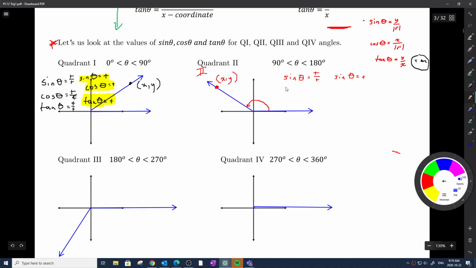Let's continue on. Cosine of theta. Now, perhaps I should put a little subscript 2 here. Anyways, cosine of any angle in quadrant number 2? Well, cosine is the x-coordinate. The x-coordinate in quadrant number 2 is negative, divided by my radius vector, which is always positive. So the cosine of any angle in quadrant number 2 is going to be negative.